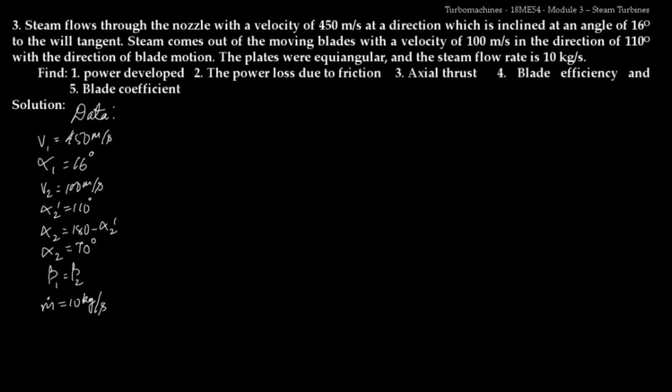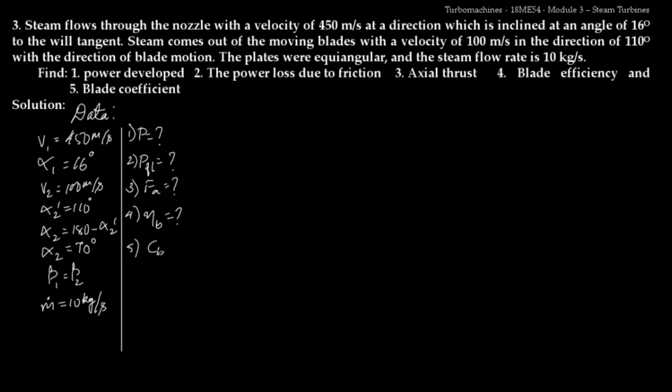So with this given data, we need to calculate first one, the power developed, second one, the power loss due to friction, I'll write it as PFL, frictional loss. Then third one, we need to find out the axial thrust, which is FA. Then fourth one, we need to find out the blade efficiency, that is eta B. And fifth one, we need to calculate the blade coefficient, which is CB, or the blade friction coefficient.